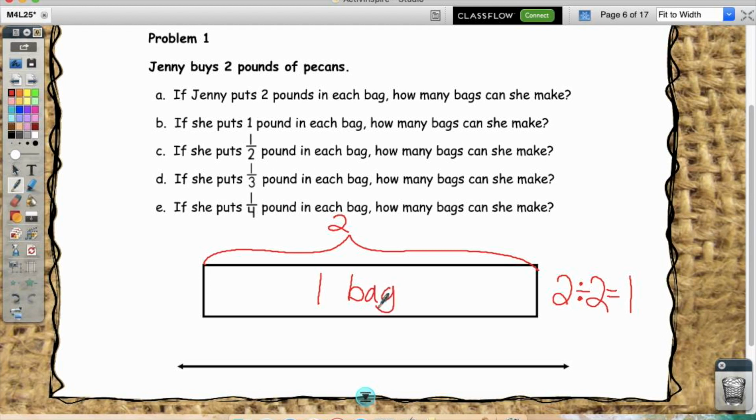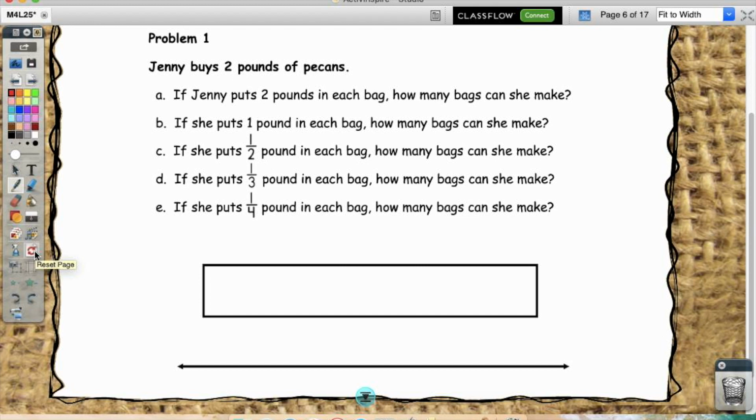That's a number line underneath. The number line's just going to have 0 and 2. And it will be 2 pounds in each bag. So 1 bag is how many bags she can make on that one. Are we good? Okay. Let's keep going. Jenny has 2 pounds of pecans. If she puts 1 pound in each bag, how many bags can she make? So 2 divided by 1 pound in each bag equals 2 bags.